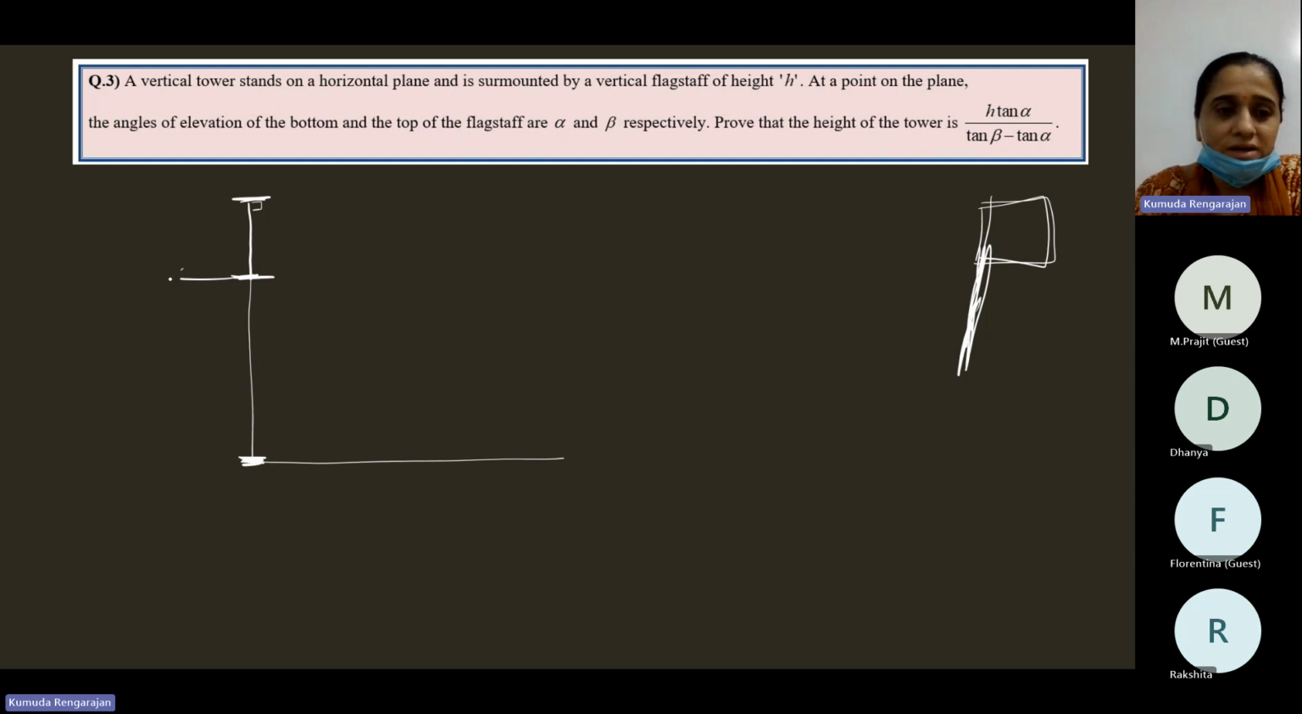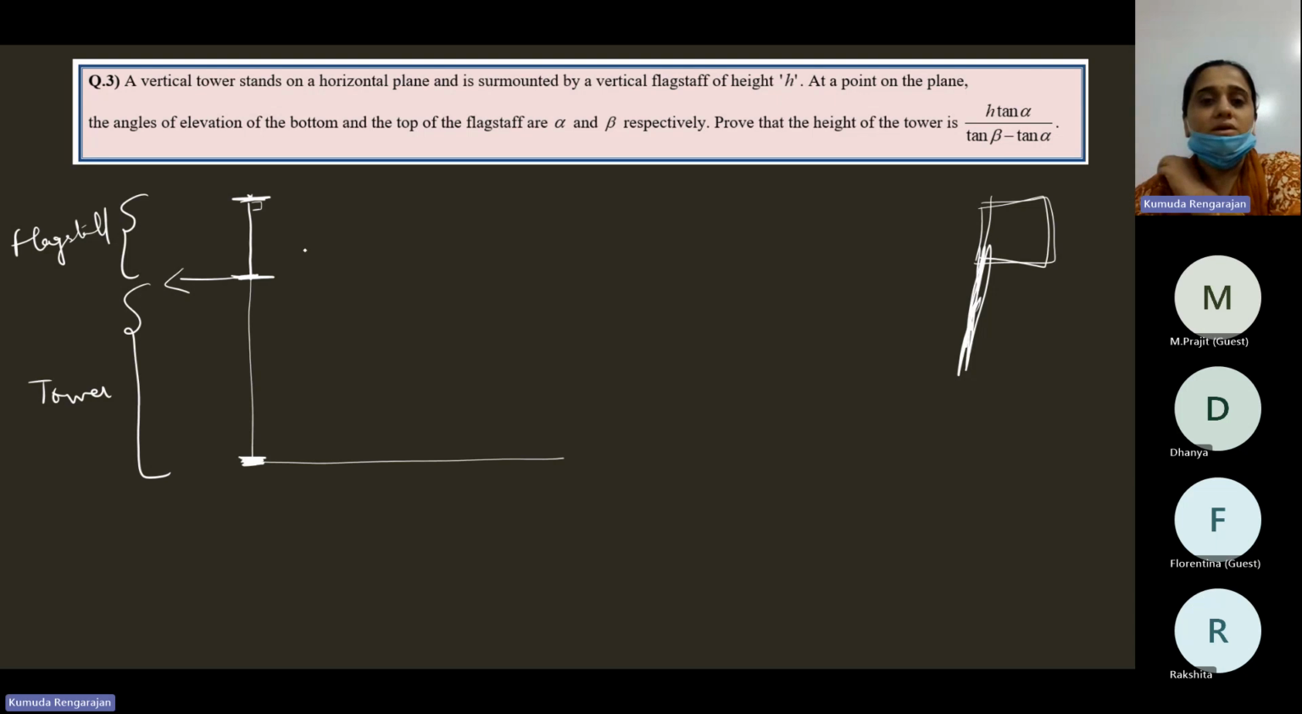What is this one? This is the top of the tower and the foot of the flagstaff. This is the top of the flagstaff. And this is the foot of the tower. All right. So from here to here is the tower. And this one is the flagstaff.